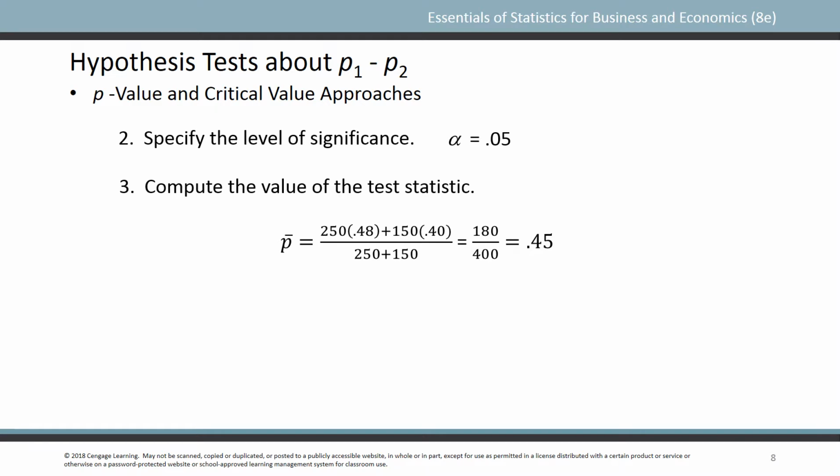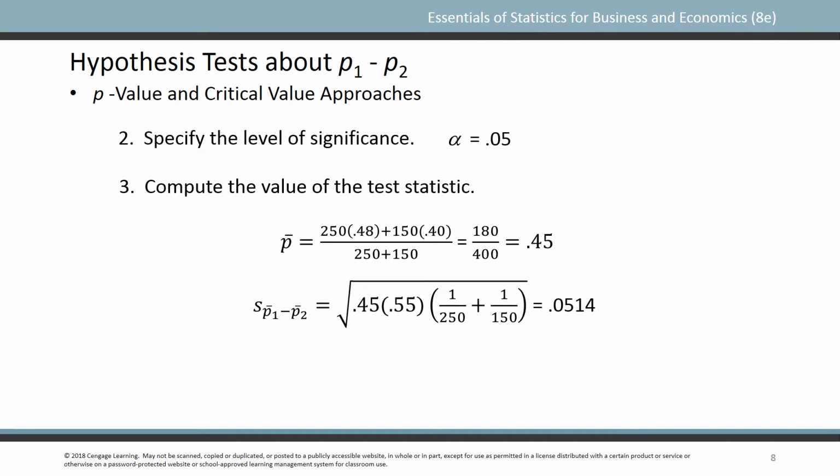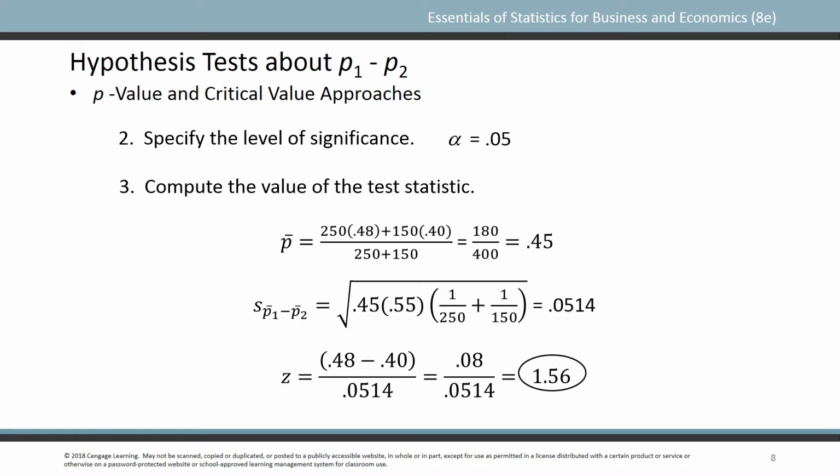Calculating our test statistic, we first calculate the pooled estimator P bar as 0.45, and we calculate a standard error of 0.0514. Therefore, our test statistic, our z-test, is 1.56.